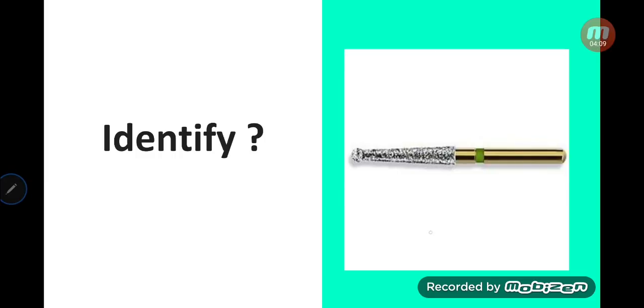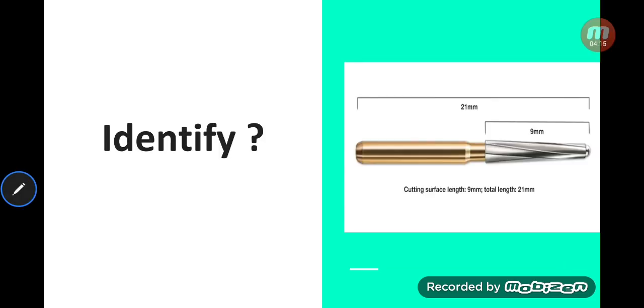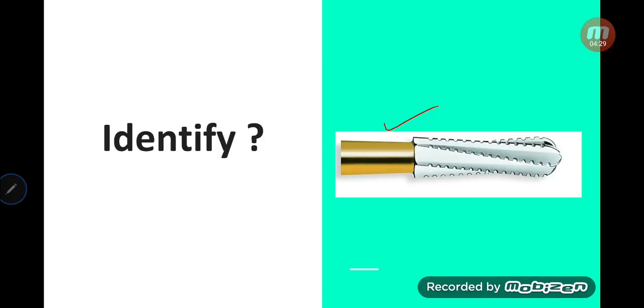This is the Endo Access bur, used to prepare the access opening. This is the Endo-Z bur, which is a side cutting bur. No end cutting, it has side cutting, and is used to enlarge the orifice once the access is opened. This is a Transmetal bur, which is used to break the crowns, or which is used to prepare the access opening through the crown.